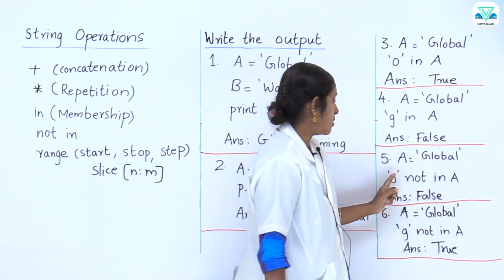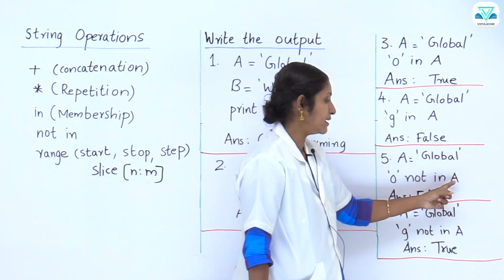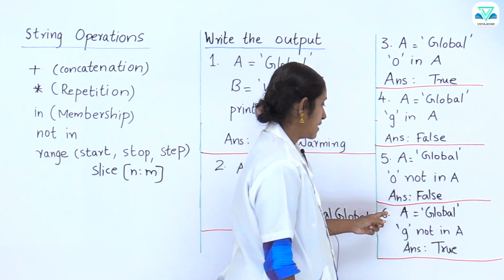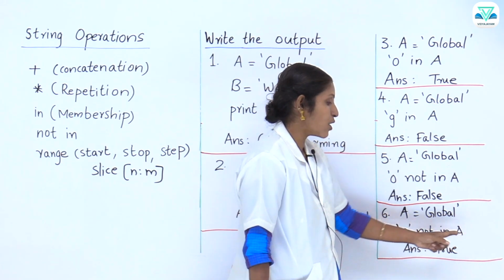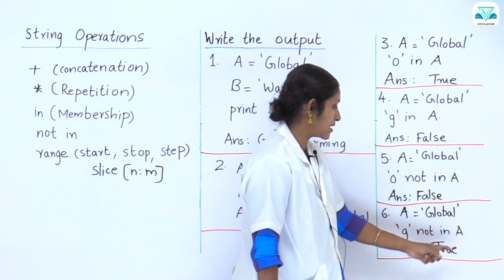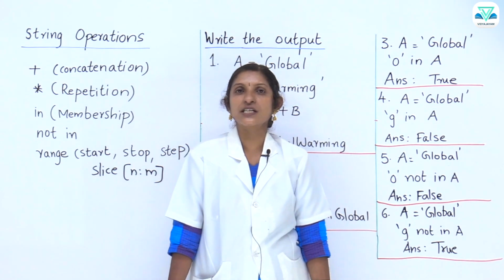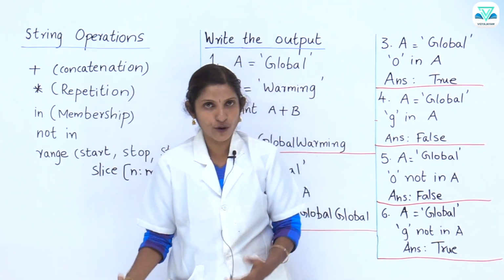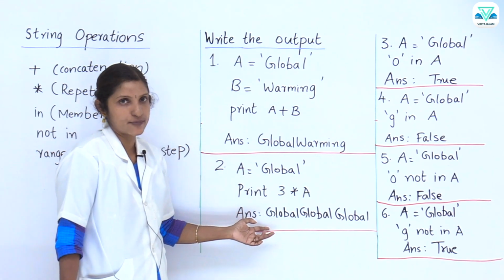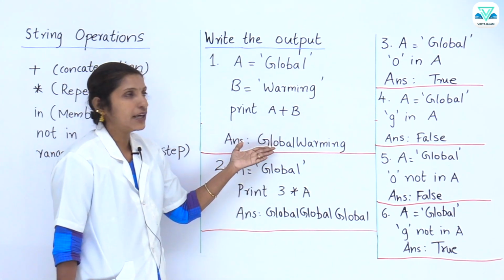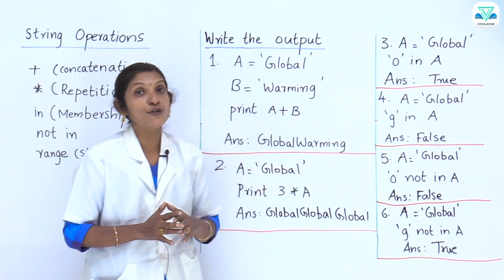A equal global, O not in A. Actually O is present, so O not in A will give you false. A equal global, G not in A. The small letter G is not present actually, so G not in A will give you true. So based on the condition, we are able to evaluate and display whether it is true or false. Then we are able to repeat it as many times as required. Even we are able to join the words also as a part of the particular output which is to be shown as the answer.